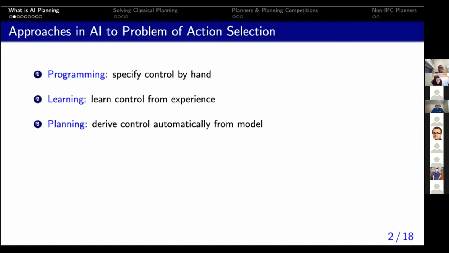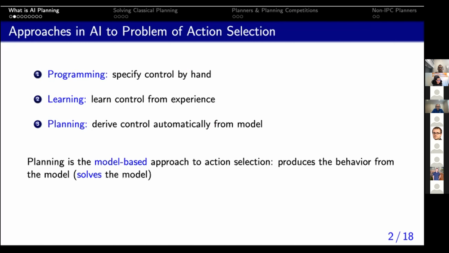And there are many areas of computer science in general and AI in particular that deal with similar problems. The existing approaches can be roughly partitioned into three main categories. One is specifying the control programmatically. Another one is to learn the control from experience, and we have seen a lot of work on that over the last years. And the third one is deriving the control automatically from a declarative model. So planning belongs to the third category, and it deals with producing the behavior from the model by solving the model. So we can say that planning is a model-based approach to action selection.